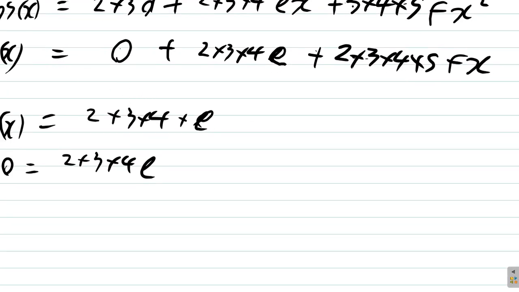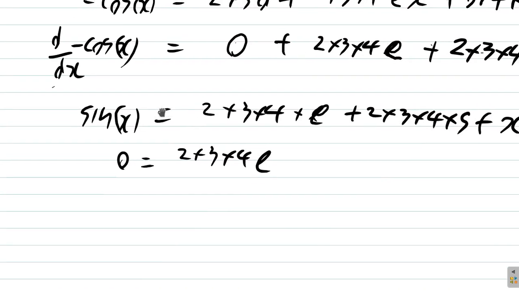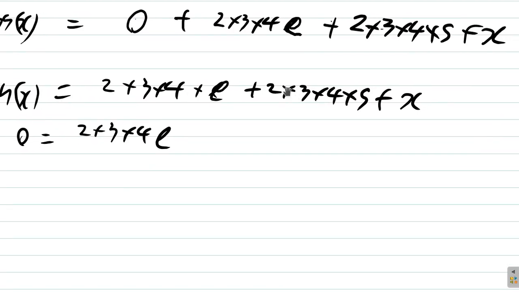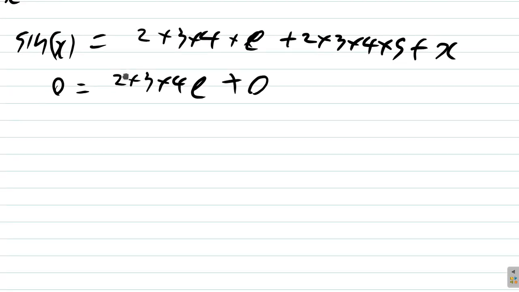Then what we would have here is this plus 2 times 3 times 4 times 5 f x. When we make x 0, this would go to 0. So it's plus 0. But then, differentiate once more.